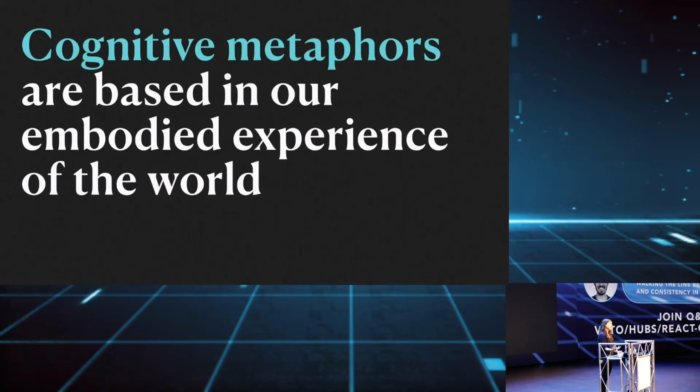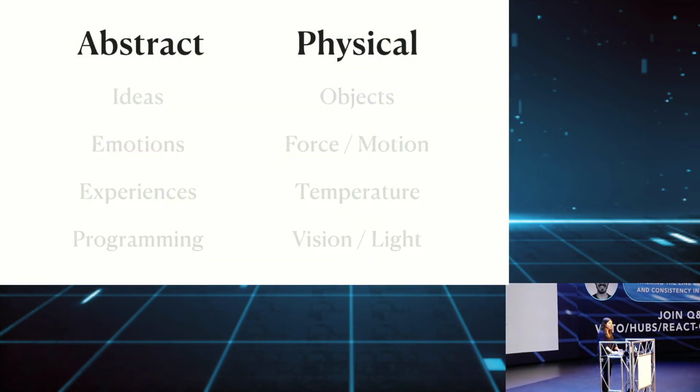These cognitive metaphors are based in our embodied experience of the world. We have all these non-physical things we need to communicate to each other, like emotions and thoughts and ideas and programming concepts. And in order to understand them and talk about them, we use our experience of the physical world as a metaphor. If you look at the way we talk about abstract things, this becomes obvious.